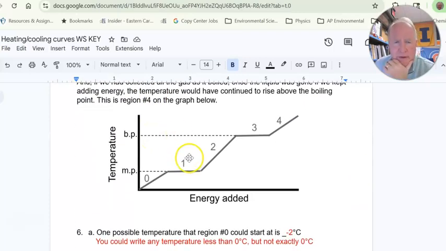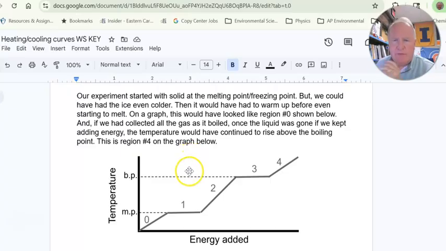So the next thing they ask us to do is to expand this. What you had before was 1, 2, 3, and so they're going to add the 0 and the 4. These are things that we could not do in the lab. In the lab we really couldn't get a thermometer to measure ice that was below 0, but it happens.